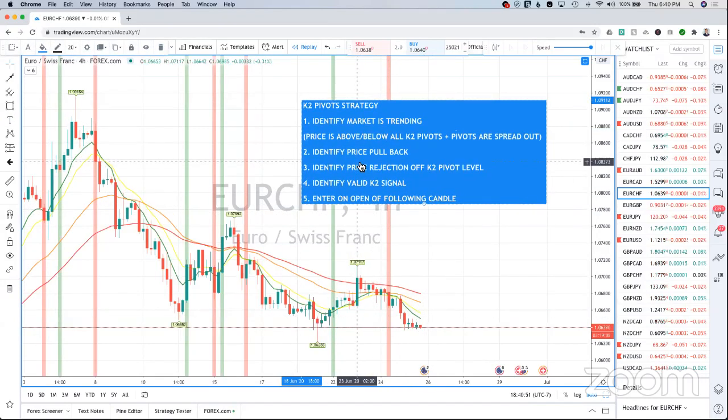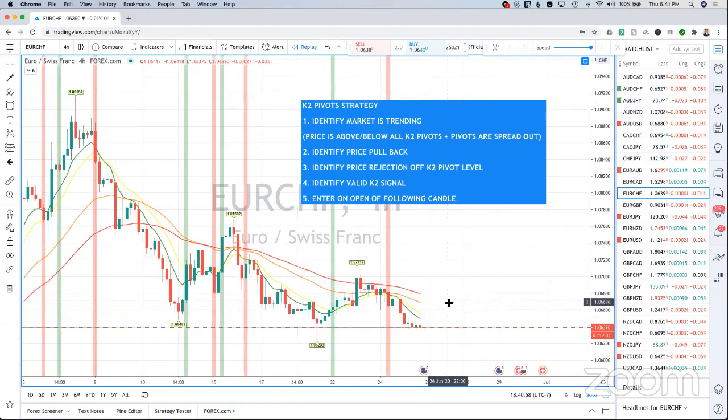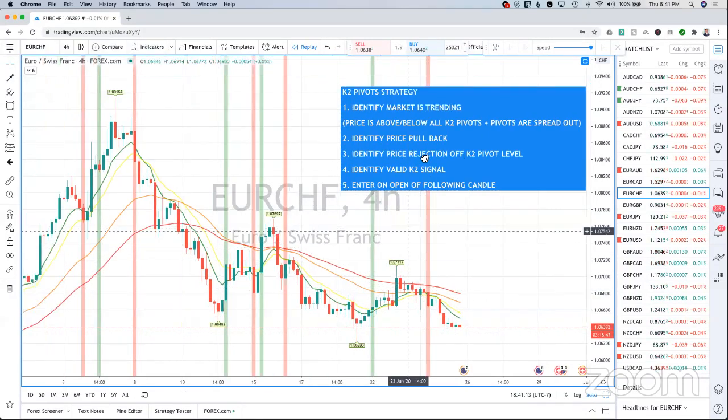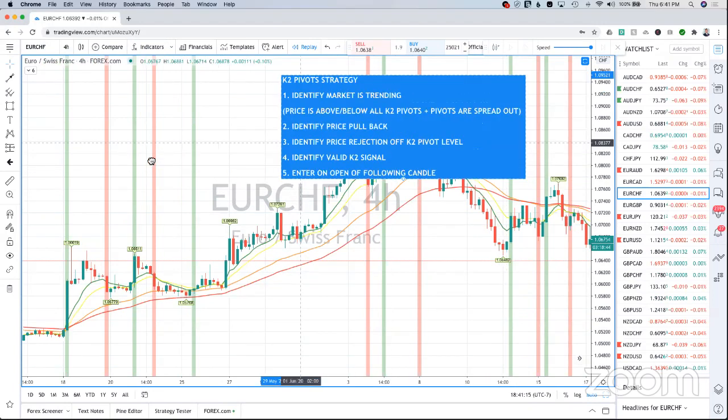All right, so we identified. So this would be a little bit of a risky trade because price broke up above here. So I wouldn't have taken this, but if you wanted to be risky, it would qualify as an entry because it was trending down. It was spread out. There's a heavy trend right here. Actually, no, there wasn't because it crossed. So let's just skip that. Actually, let me go over here.